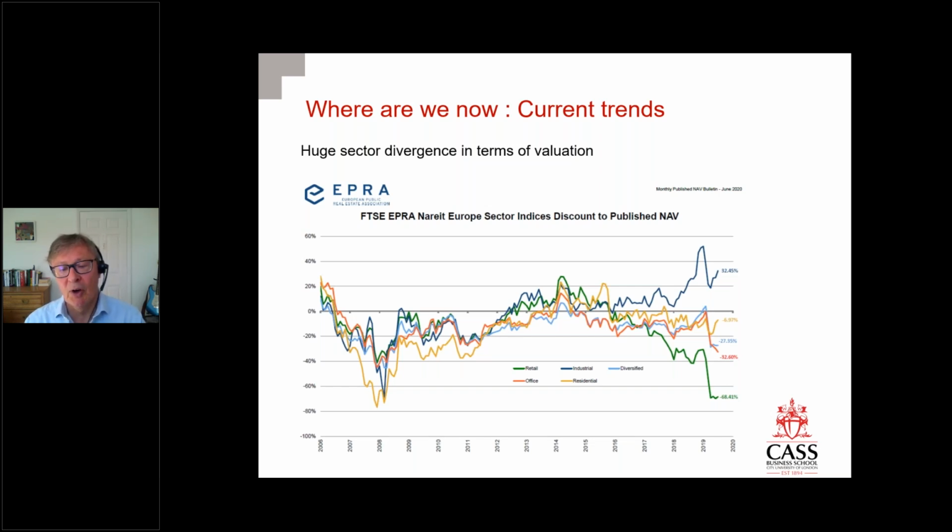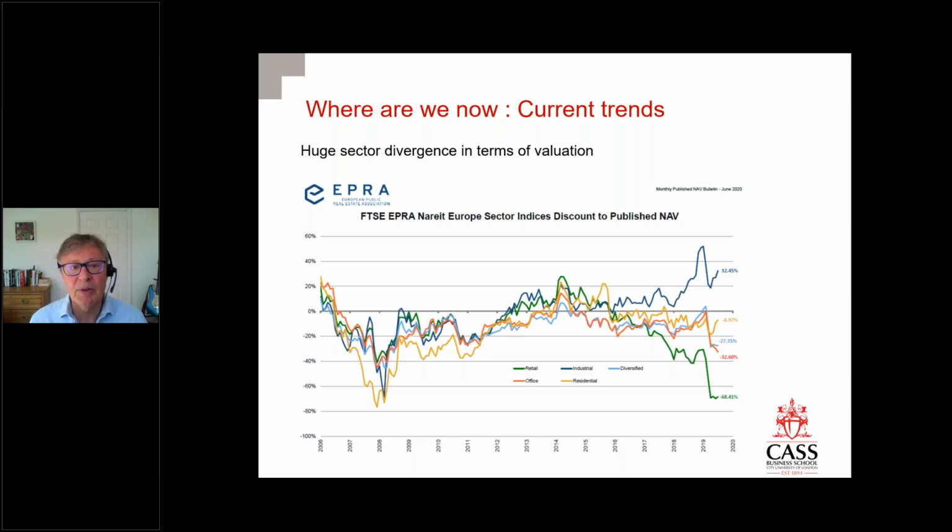So the point about this chart is there's been a huge divergence in performance, and that's priced into the listed sector. And that's why the listed sector gives you a very clear leading indicator of what is expected to happen to property values. And that's the big trend that we're seeing at the moment, this divergence of performance.